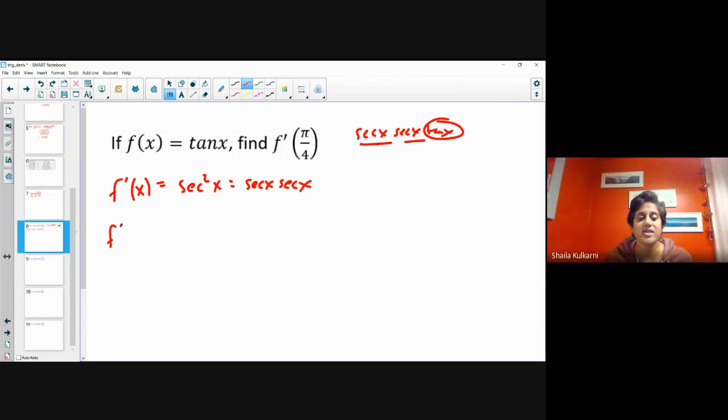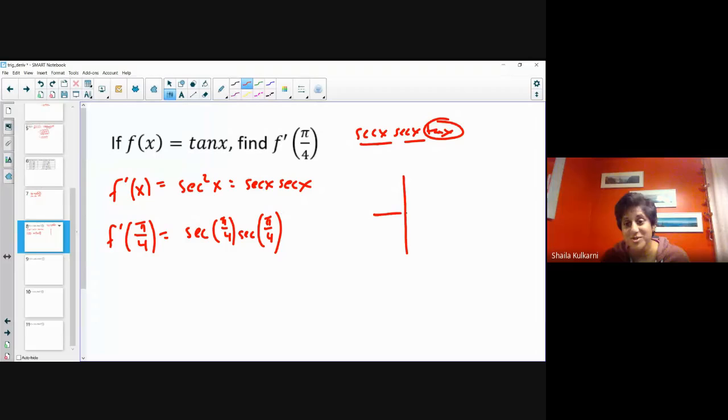Okay. So when I say I want to find f prime of pi over 4, I am basically finding the secant of pi over 4 times the secant of pi over 4, or squaring my answer. It's up to you how you want to write it. If you want to get the answer and then square it, that's fine, or if you want to write it like this. Now, you still have to remember your trig identities.